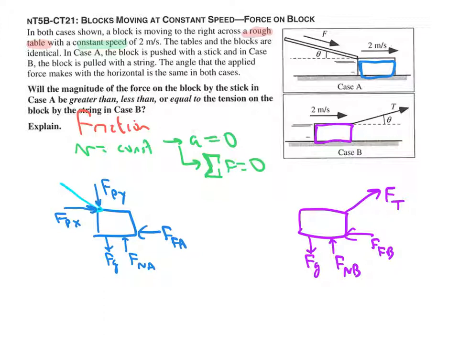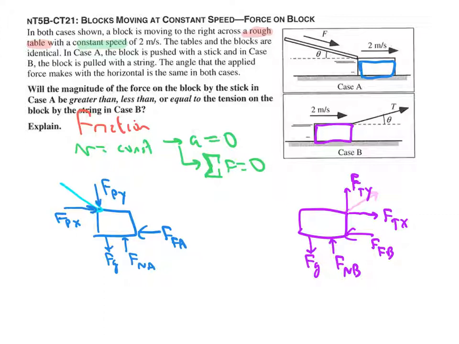And then likewise, let's do the same for FT, and I'll draw it in faint just so you can see what's going on here. That's FT. But instead, what we'll have going on here is that FTX pulls to the right, just like FPX, but FTY pulls up. Instead of pushing into the table, it lifts it a little bit.